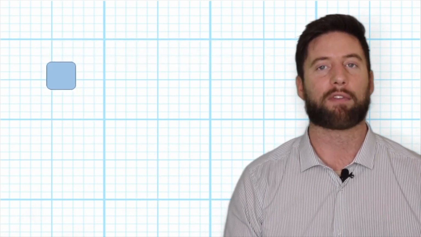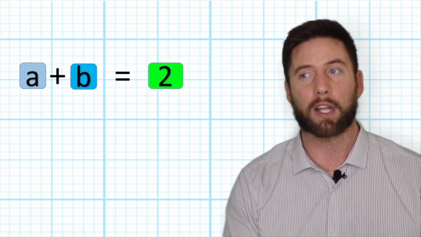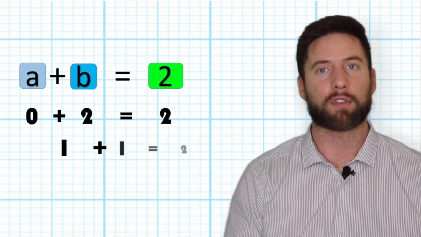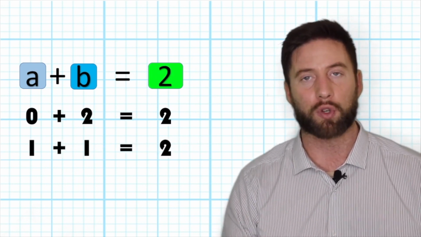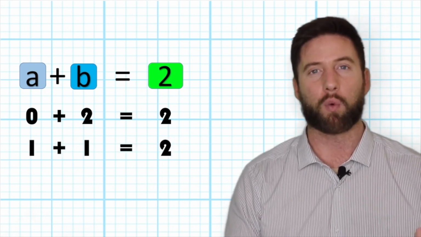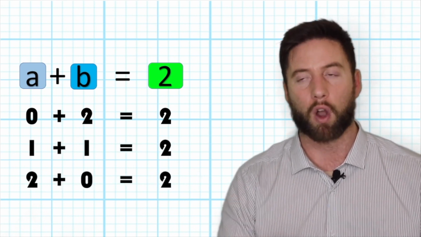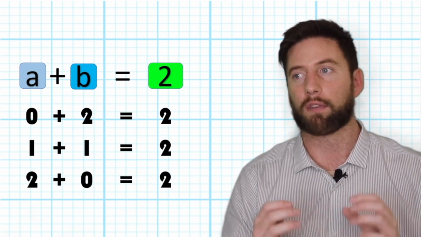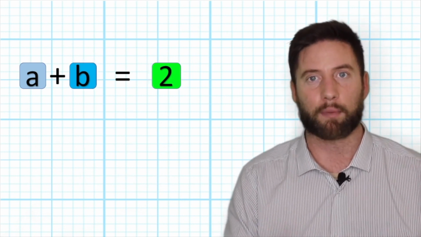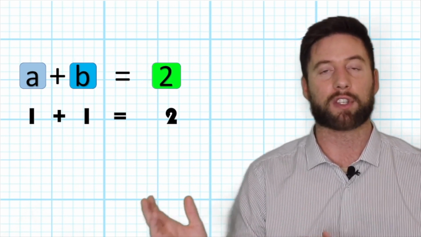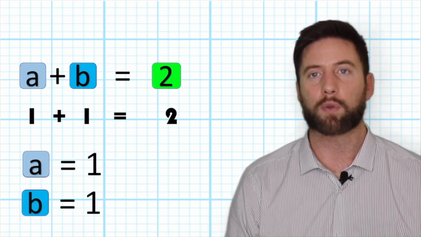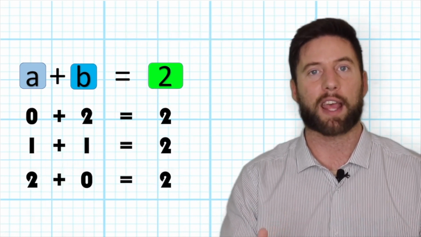Let's say we have the equation a plus b equals 2. Now, a could have the value of 0 and b could have the value of 2. Or a could have the value of 1 and b could have the value of 1. Or a could have the value of 2 and b could have the value of 0. So in this example, even though a and b are different symbols, they are holding the same value. There will be times where they just happen to represent the same value.